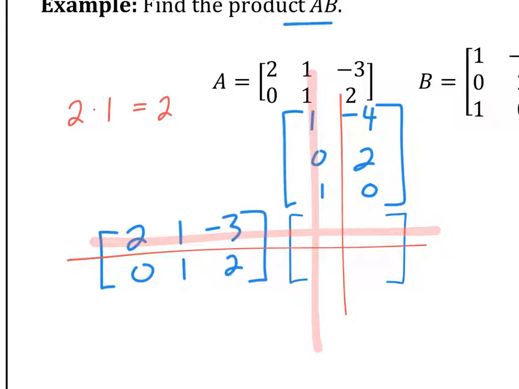And then you're going to take the next one. 1 times 0 gives you 0, so that goes here. And then you're going to take the third one. Negative 3 times 1. That's negative 3. And then we're going to add all of them together, and that goes in here. Good?